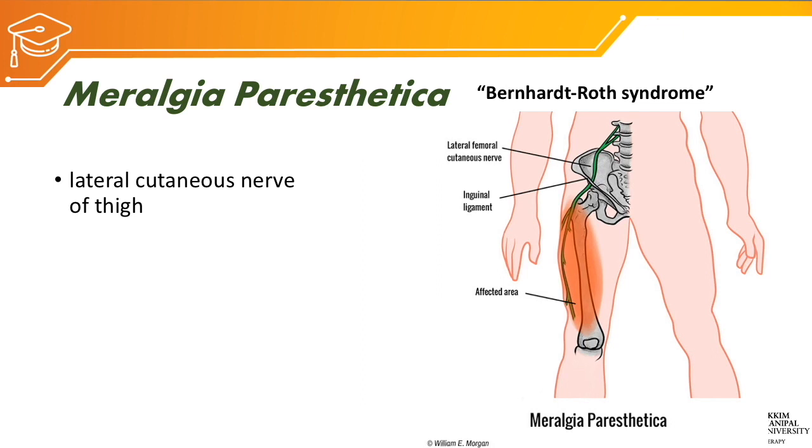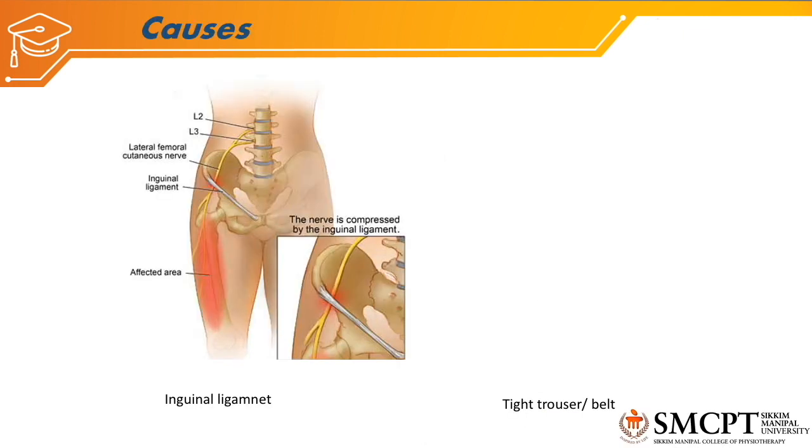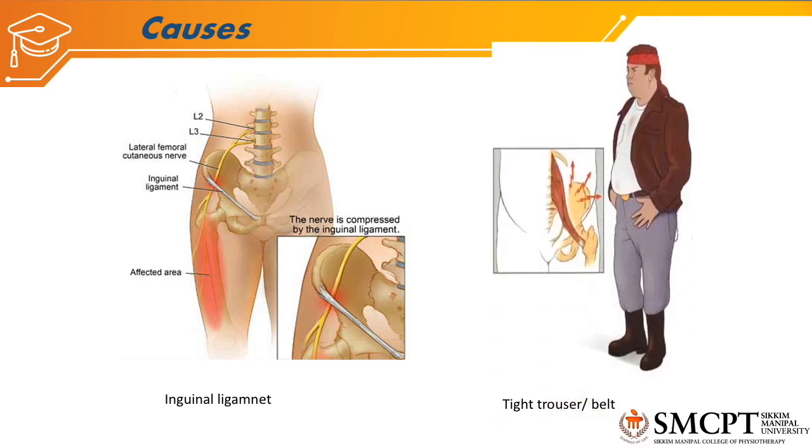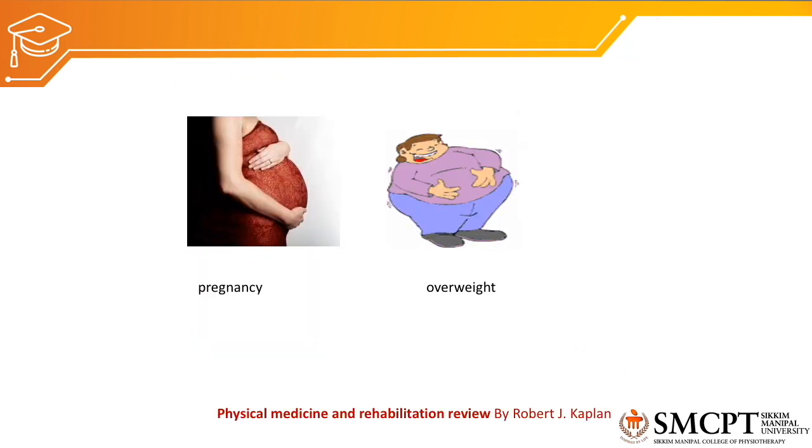You can see the nerve which is arising from the lumbar plexus, and then it enters the pelvic cavity, passes under the inguinal ligament and supplies the lateral part of the thigh. The common causes for lateral cutaneous nerve compression is inguinal ligament compression, wearing tight trousers or belt which will compress the lateral cutaneous nerve of thigh under the inguinal ligament. During pregnancy, the lateral cutaneous nerve of thigh may be compressed or because of the overweight.